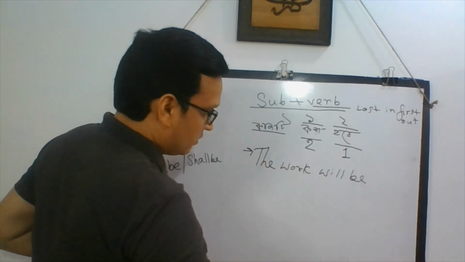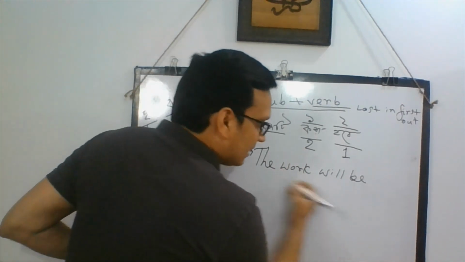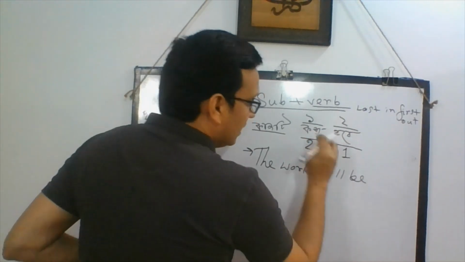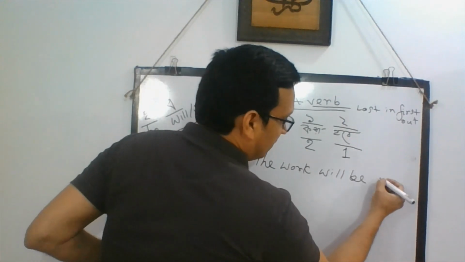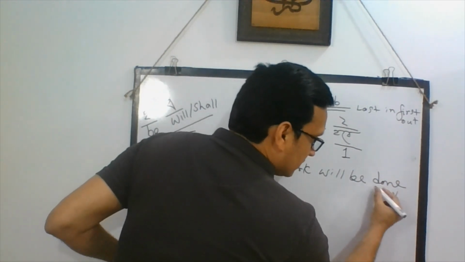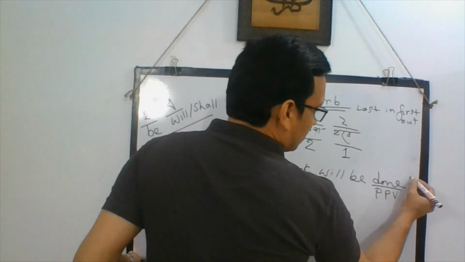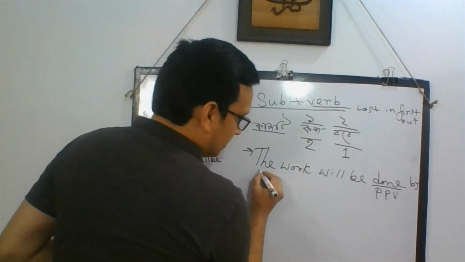কিন্তু এখানে দেখুন সাবজেক্ট সরাসরি কাজটা করে না, then the work will be done. Past participle of do, will be done. The work will be done here. By is not the main factor by any one. Here you need to be sure about this.